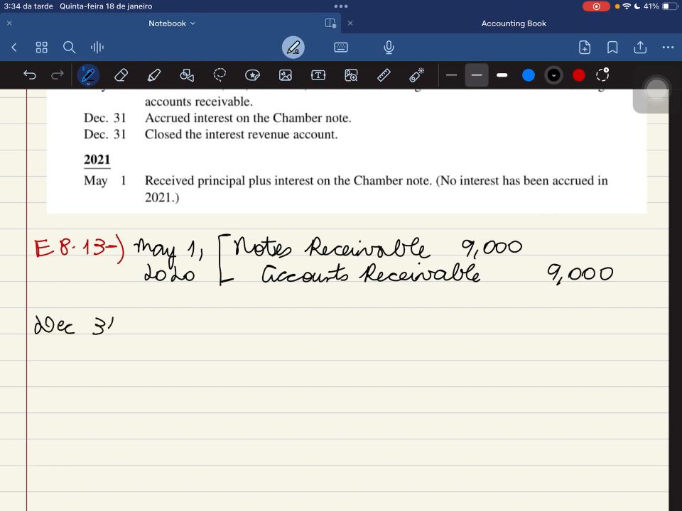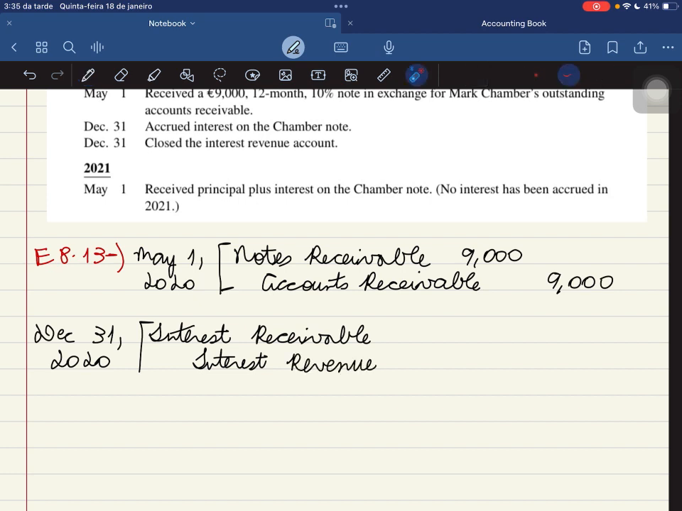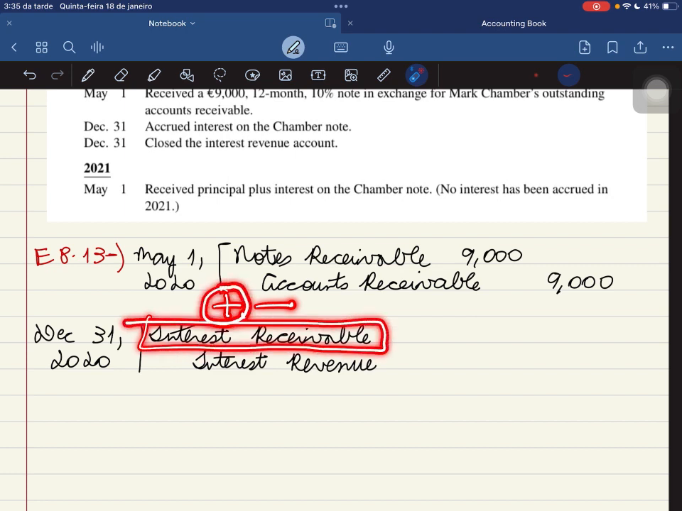December 31st, 2020, accrued interest on the Chambers note. Okay, so we know for a fact that the accrued interest entry is always going to look like this, right? It's always going to be interest receivable, and interest revenue. But why is that? Well, interest receivable is an asset, right? So in the debit position, that means the interest receivable is going up. And this is exactly what is happening, right? Because I know that the money I have to receive is going up. So that's why it's a plus.